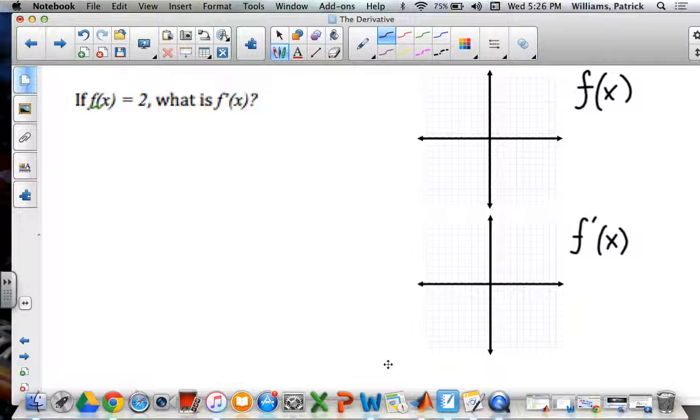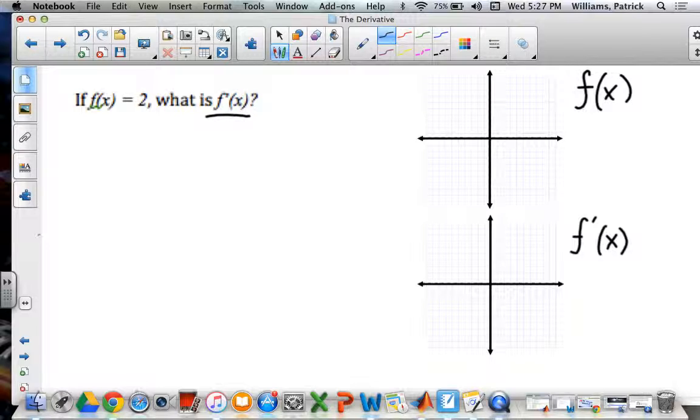All right, so in this case, we have a function, f of x is equal to 2, and I want to know what is f prime of x, meaning what's the derivative. Again, remember that the derivative is a function that will tell us the slope of the line tangent to the curve or the instantaneous rate of change of that function at any point along that function.